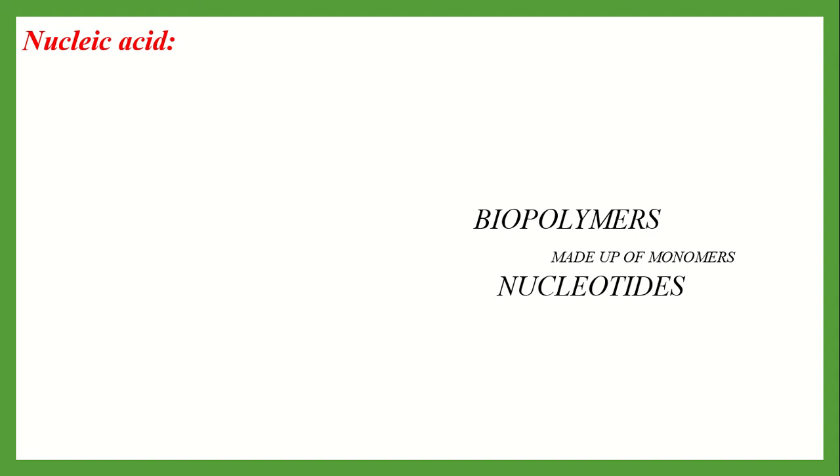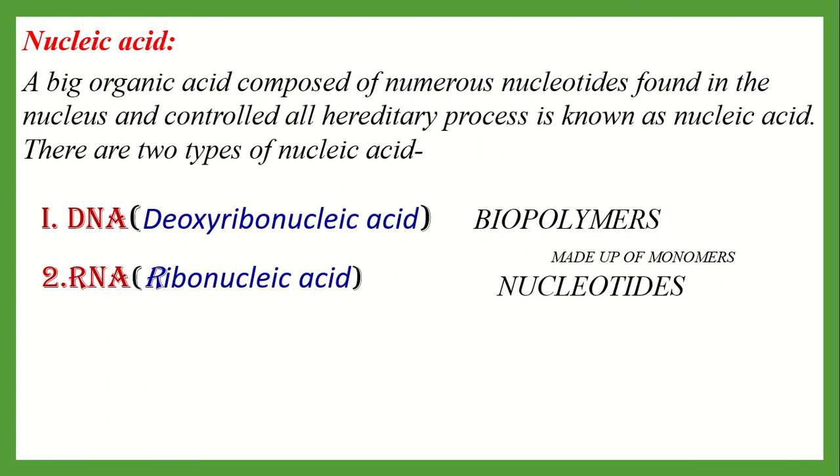Now let's first try to understand the definition of nucleic acid. Nucleic acid is a big organic acid composed of numerous nucleotides, found in the nucleus, and controls all heredity processes. You know that nucleic acids are of two types, DNA and RNA. DNA stands for deoxyribonucleic acid and RNA stands for ribonucleic acid. So we can say that we have two nucleic acids in our body, DNA and RNA.